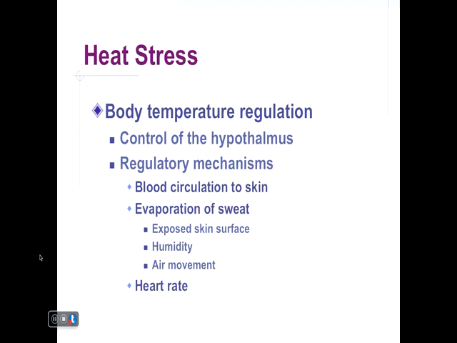And the last thing is the heart rate. When you start to get into conditions where it's too hot and you've started increasing the blood circulation, evaporating sweat, you can increase the heart rate, and that will help get more blood out to the cooler surface so that it can cool down the core. So these are your regulatory mechanisms that are involved in body temperature regulation.